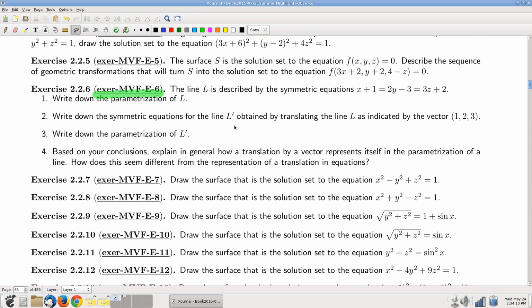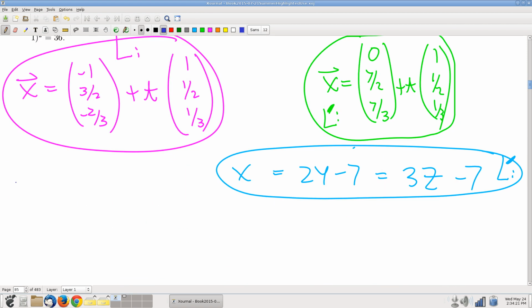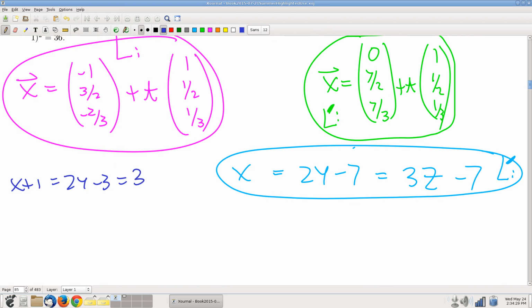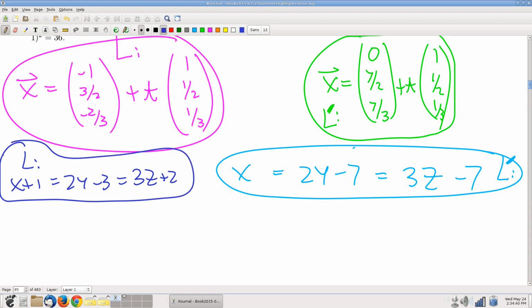Oh, you know what? The original line L, just for record purposes, let's write down its symmetric equations following the pattern below. x plus 1, 2y minus 3, 3z plus 2. Okay, so now on the left, this is our line L, parameterization and symmetric equations. On the right, we have L prime, parameterization, symmetric equations.